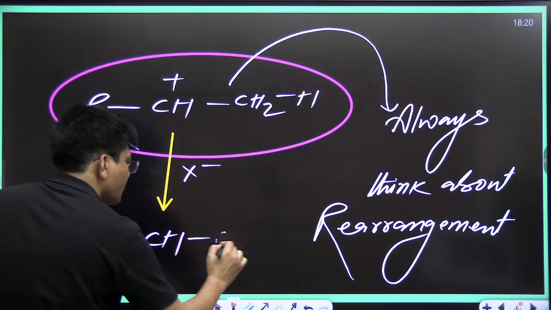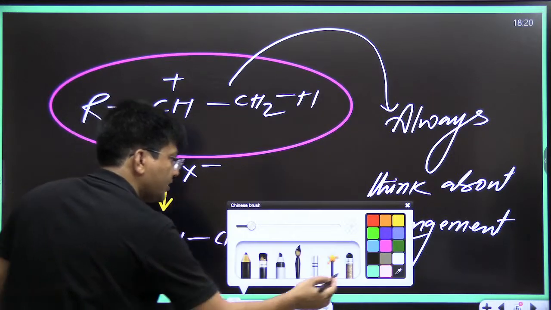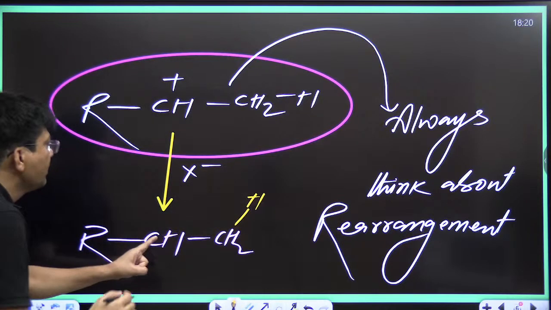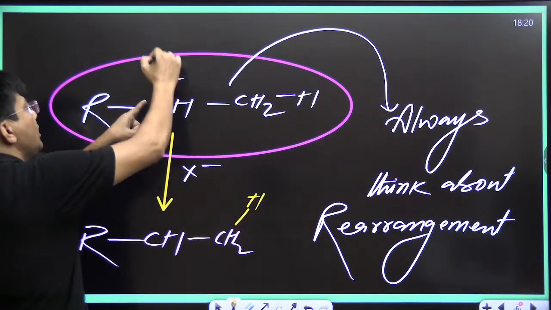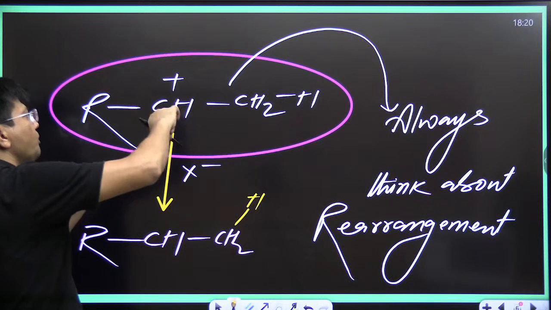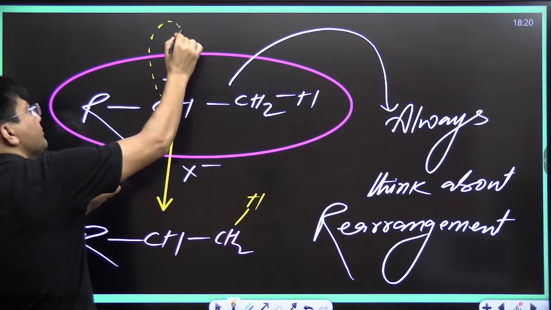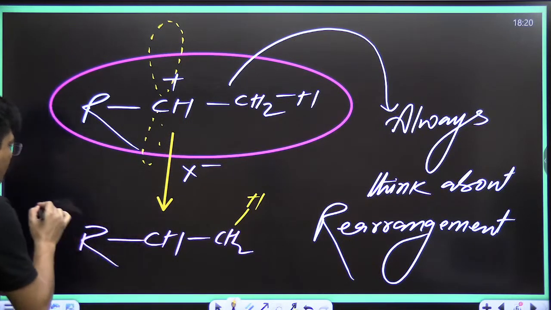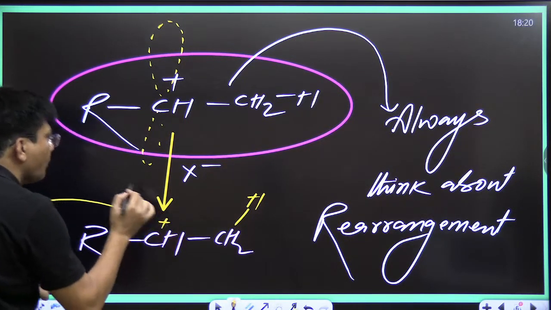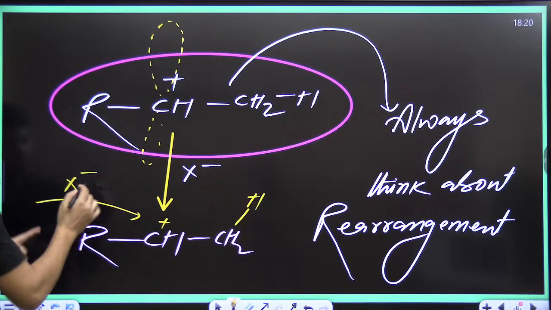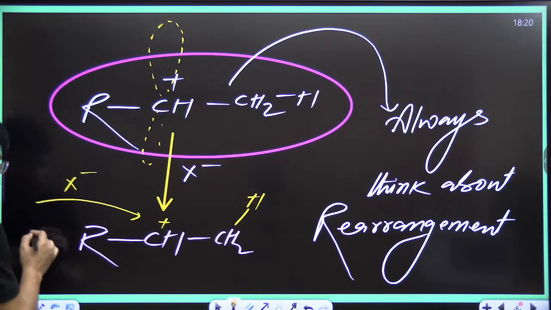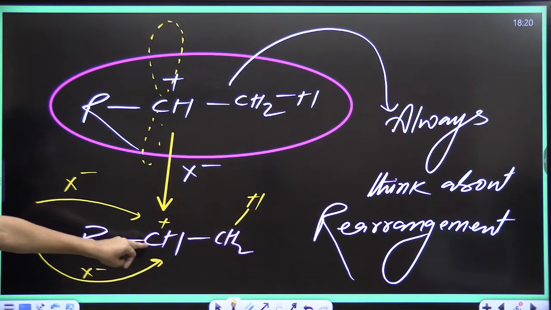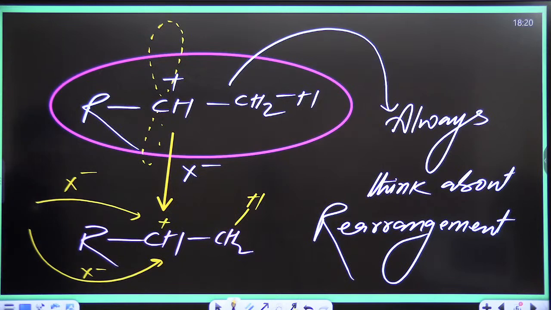RCH CH2. Now, my dear students, one thing: the carbocation has one lobe above the plane and another lobe below the plane. So the attack of the chloride negative will be from both sides. X negative, chloride you can say, above the plane and below the plane. It means if this carbon is chiral, then you will get two types of products.